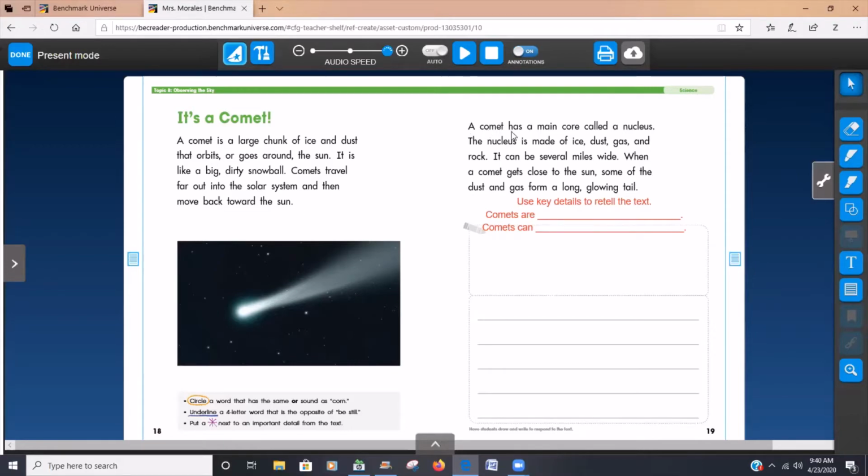A comet has a main core called a nucleus. The nucleus is made of ice, dust, gas, and rock. It can be several miles wide. When a comet gets close to the sun, some of the dust and gas form a long, glowing tail.